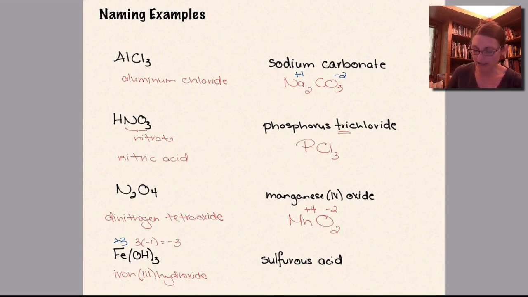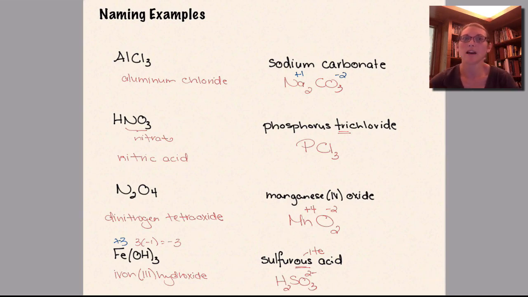Lastly, sulfurous acid. That ous is telling me that this is coming from an ite polyatomic ion. This is sulfite. Sulfite is SO3, and it has a 2- charge. In order to make it an acid, I just add enough hydrogens in order to cancel the charge. So I need 2 hydrogens, and this is H2SO3.